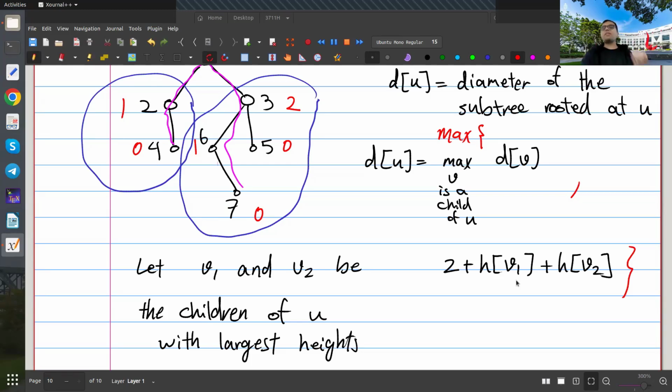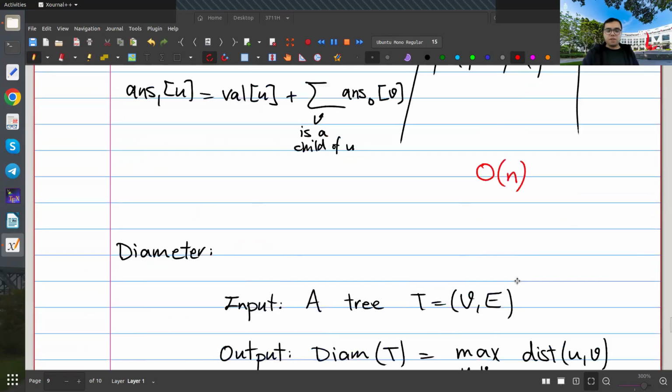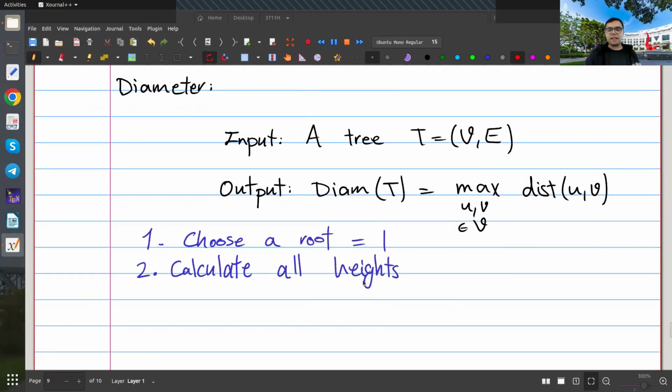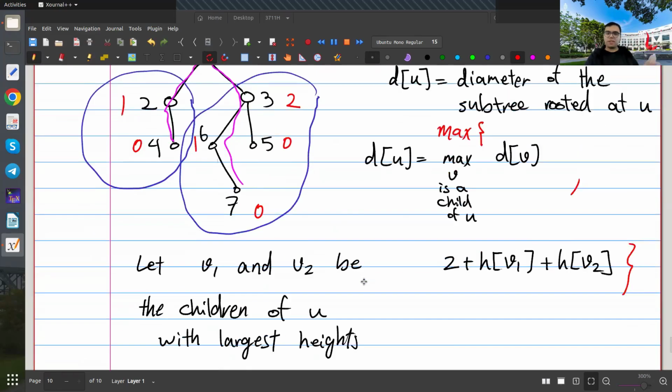So again, overall, the runtime is O(N). But of course, I had to also calculate the heights. Calculating the heights was also O(N). So the whole thing is O(N).